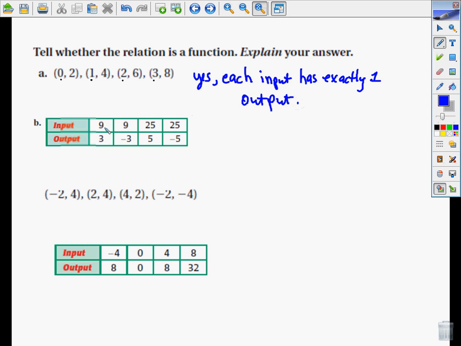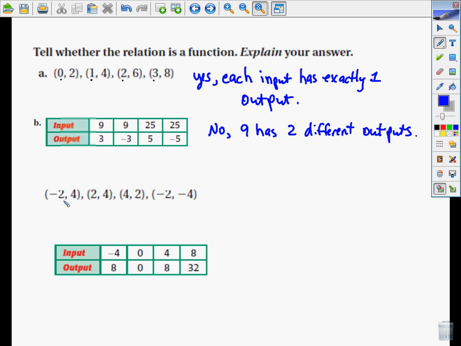Now here the 9's repeat. This 9 is with a 3 and this one is with a -3. And if that wasn't bad enough, the 25's repeat with different outputs. So no, 9 has two different outputs. You could also say 25 has two different outputs, but you've taken care of it with the 9, so it's a no.